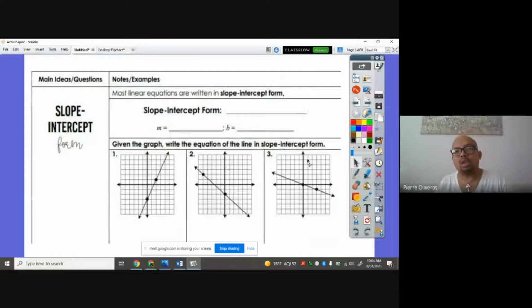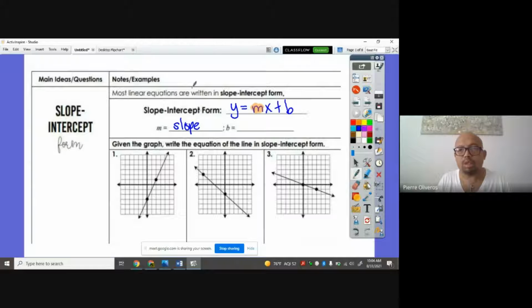So most linear equations are written in slope intercept form. What is slope intercept form? It's in the form of y equals mx plus b. That means y is already isolated. Y must be isolated. And here, the m stands for slope.